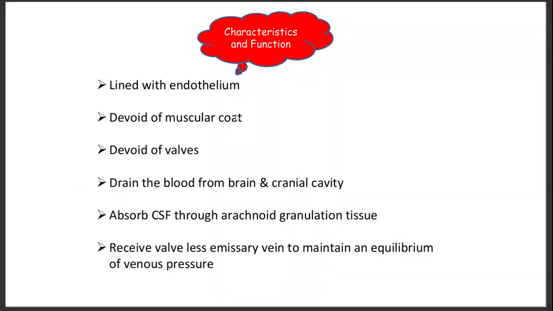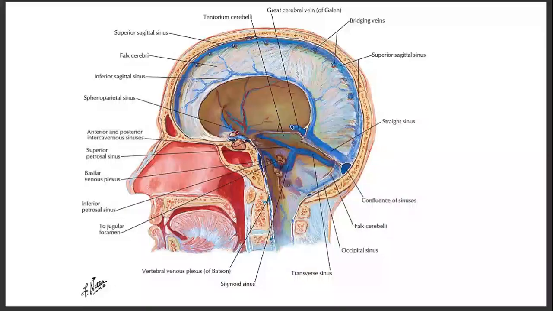Number one is they have endothelium, just like blood vessels, but they don't have any muscular coat and they don't have valves like the way veins are supposed to have valves. They drain the blood from the brain and cranial cavity. They also absorb cerebrospinal fluid through the arachnoid granulation tissue and then receive valveless emissary veins. So they'll receive emissary veins to maintain an equilibrium of venous pressure. Emissary veins also don't have valves.